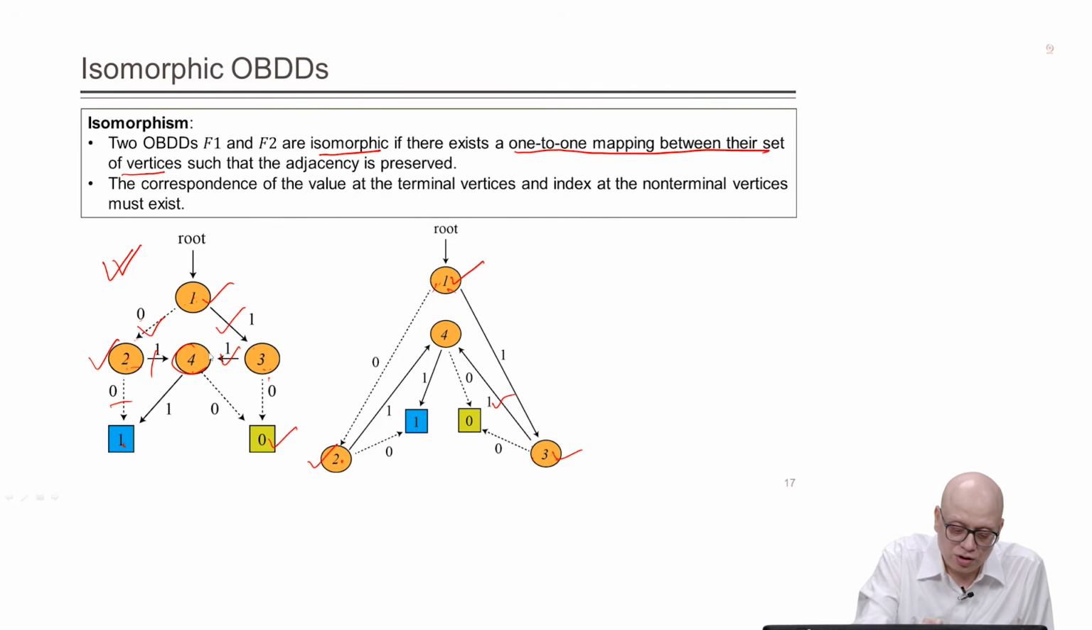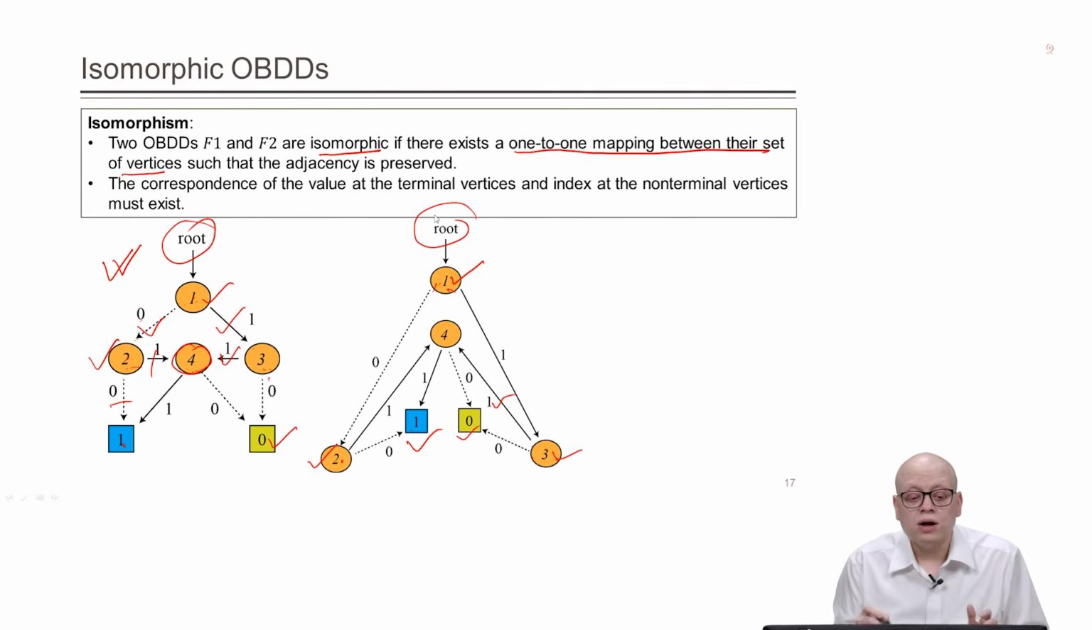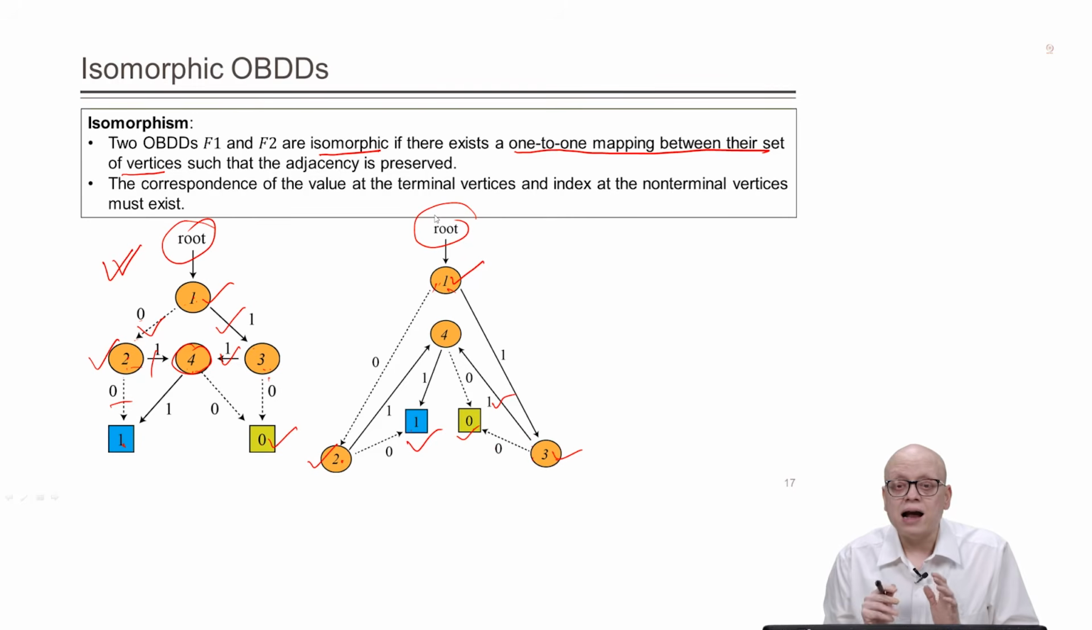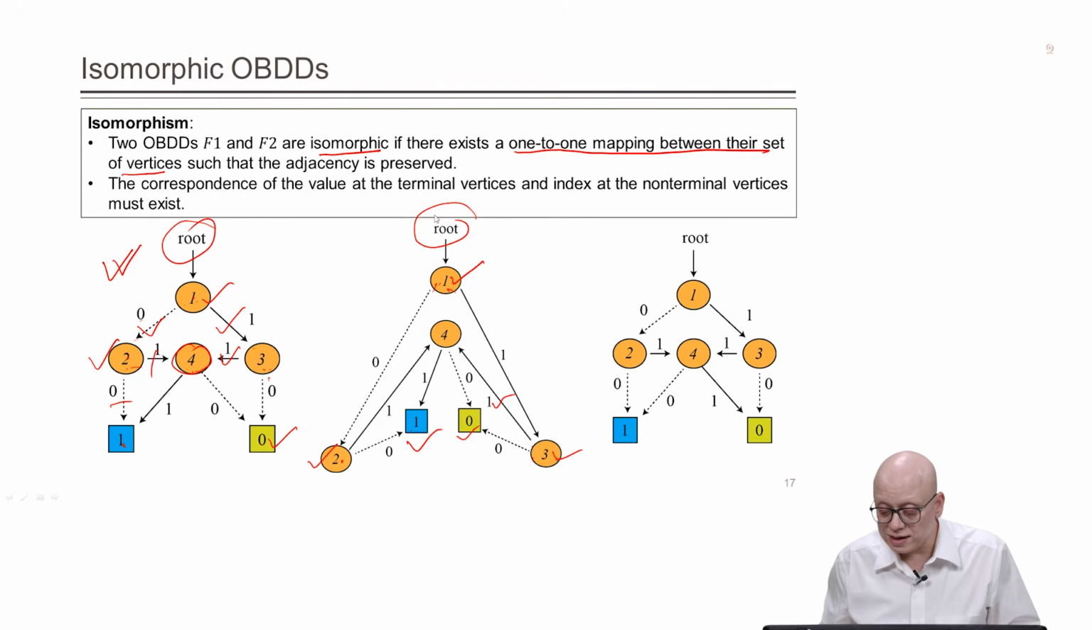What about 4? For the 4, the outgoing edge is 1, 2, and the 0 edge is going to 0. So, this is also established, and therefore, these two graphs are isomorphic, or these two BDDs are isomorphic.